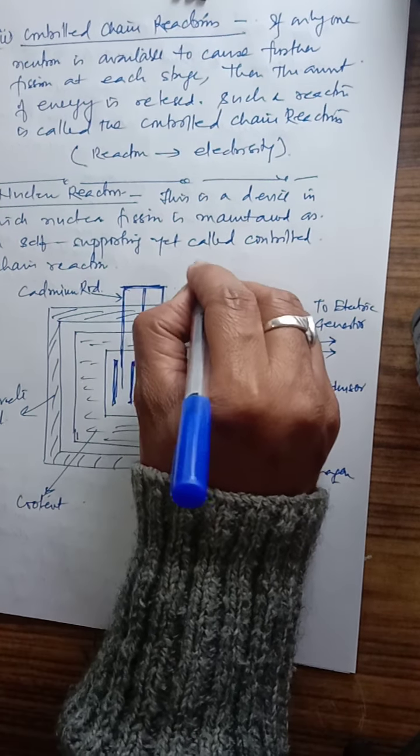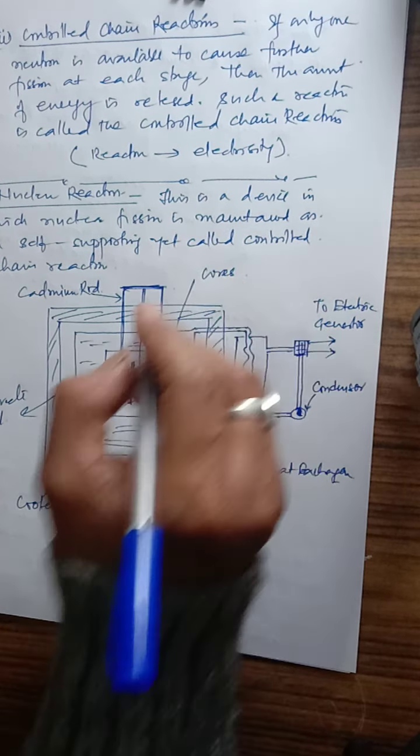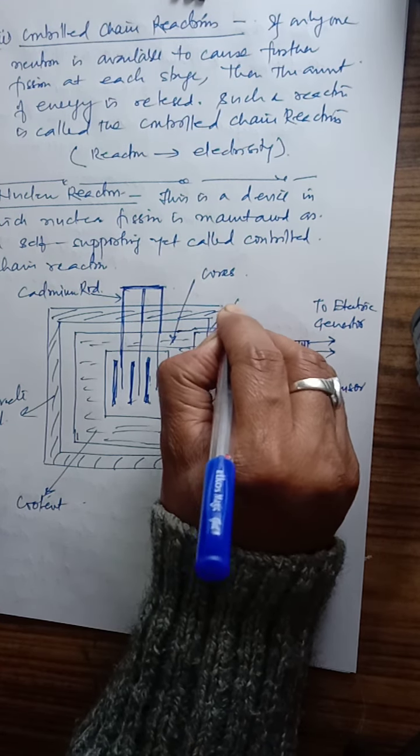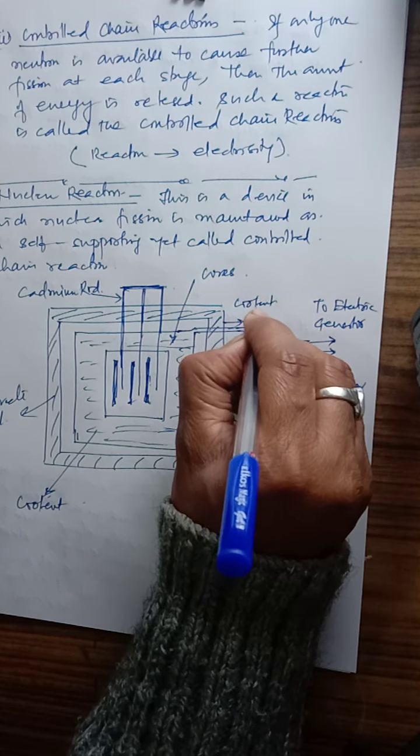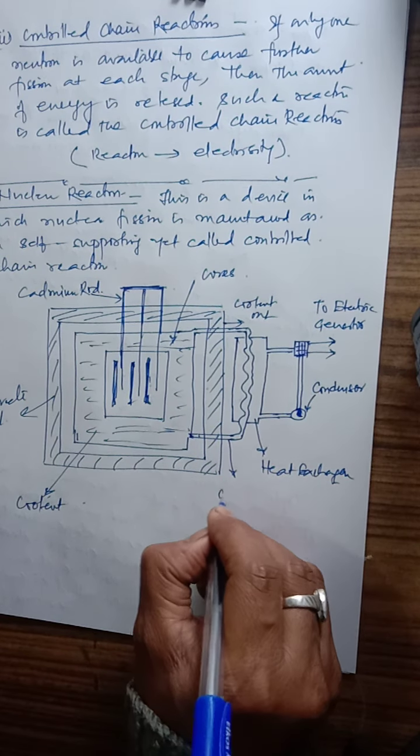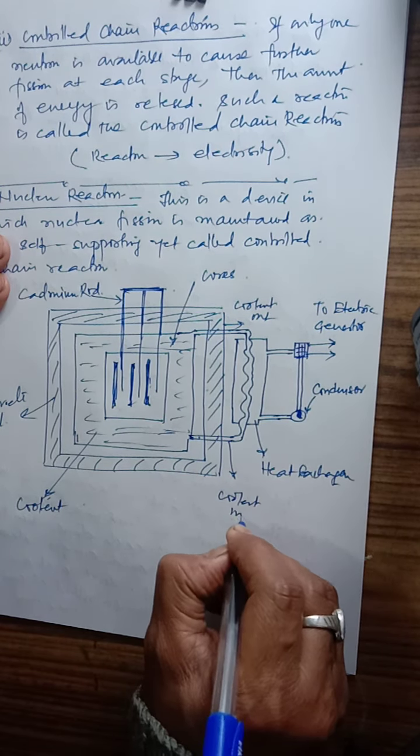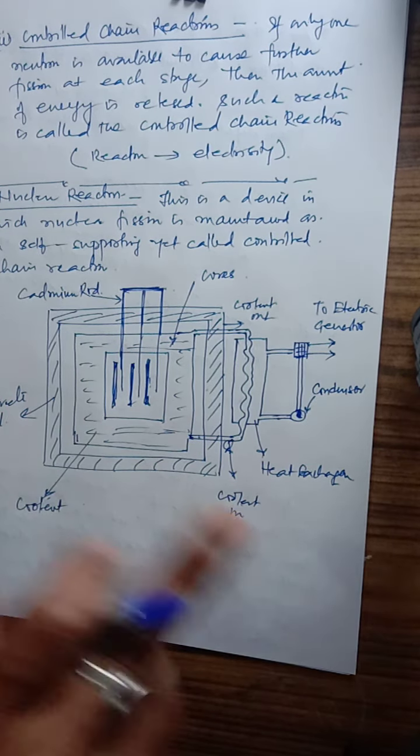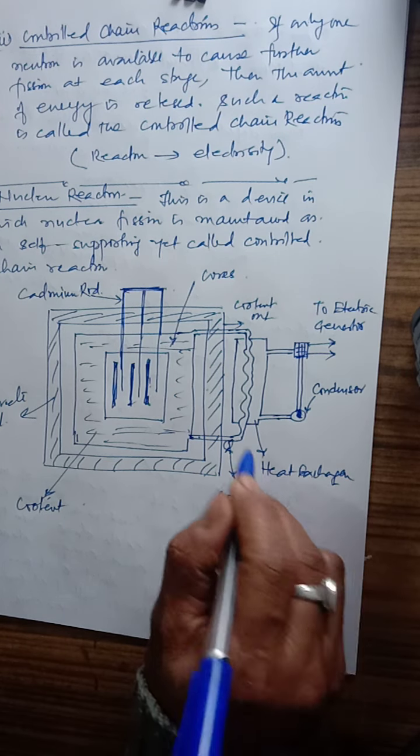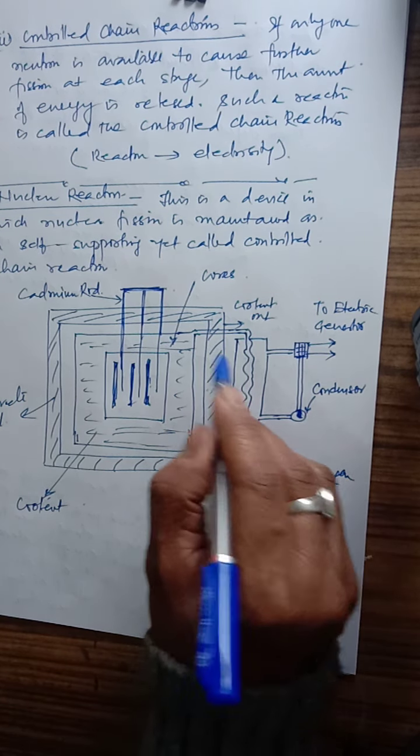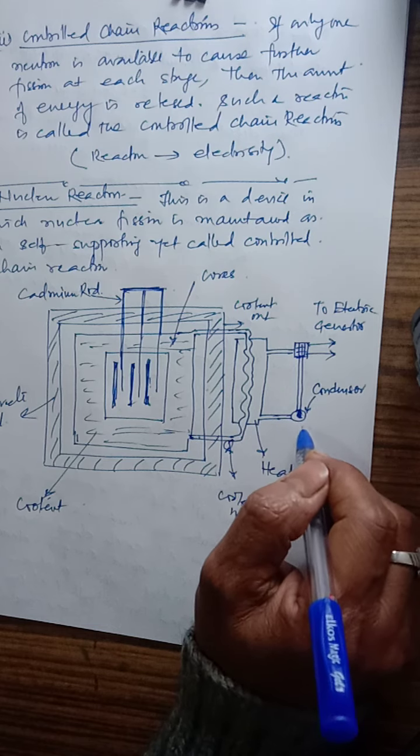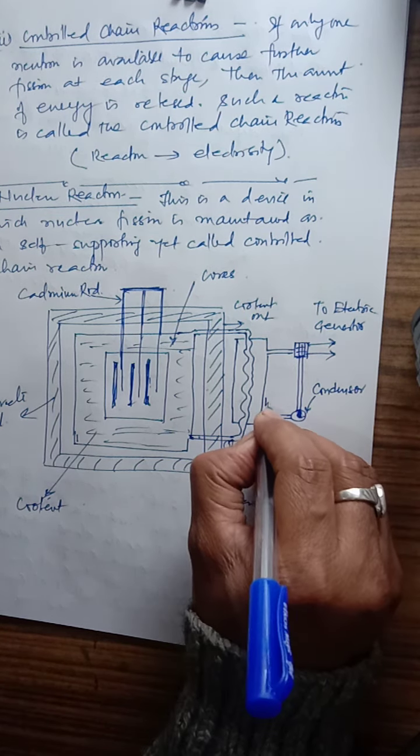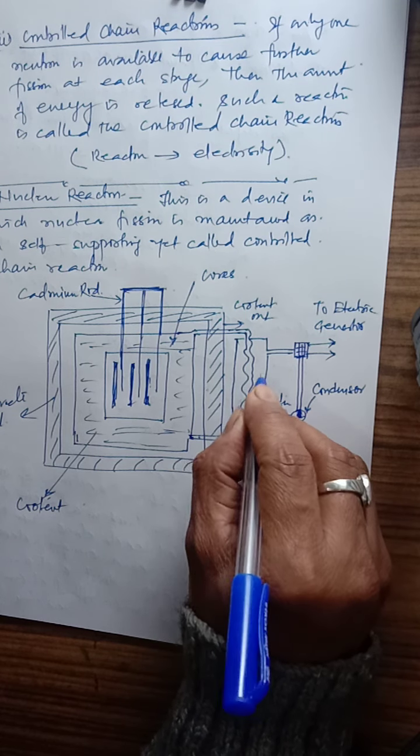So these are the cores, these are the coolants. From here the coolant goes out, this is the coolant in, this is the pump which is helping to move it down. This is the heat exchanger. So it is the condenser, and the water is to be passed here in this heat exchanger.